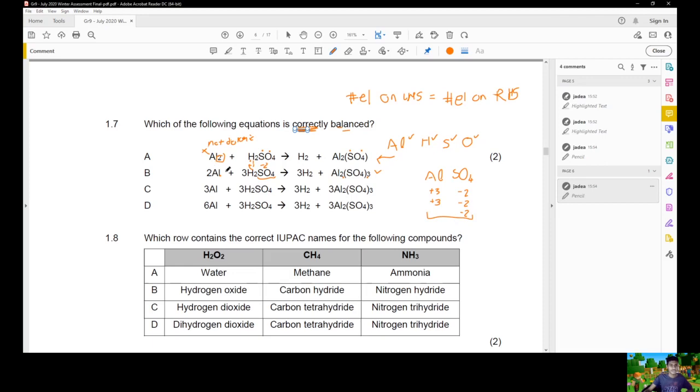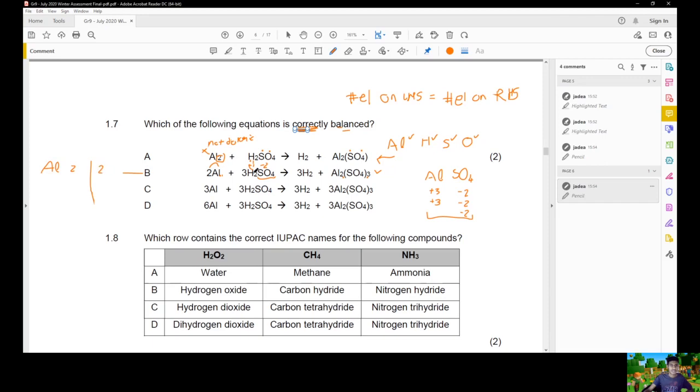So balancing is all about the big numbers. I'm going to start by counting the aluminiums. The big number 2 times the imaginary 1 here means I have 2 aluminiums. If I count on the right hand side, well, there I already have 2 aluminiums. So in option B, there's 2 aluminiums on the left and 2 on the right.